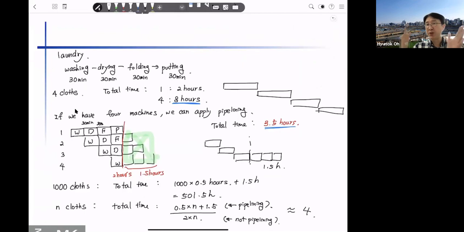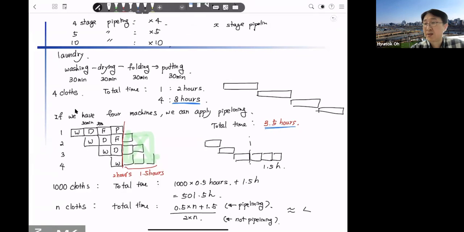Which means that if we are dividing one work into several stages, then we can increase the performance by that factor. So for instance, with 4-stage pipelining, performance is improved by 4 times. If it's 5-stage pipelining, performance is improved by 5 times. 10-stage pipelining, 10 times. X-stage pipelining, then X times. So if we increase the number of stages in the pipelining, we can improve the performance proportionally. So that's the basic idea of pipelining.